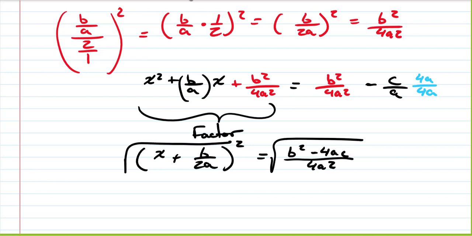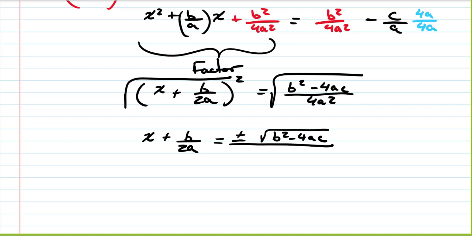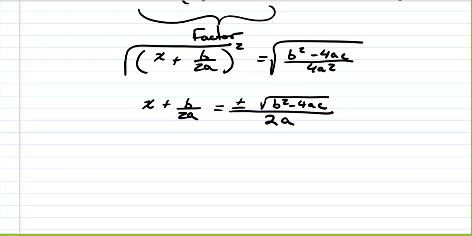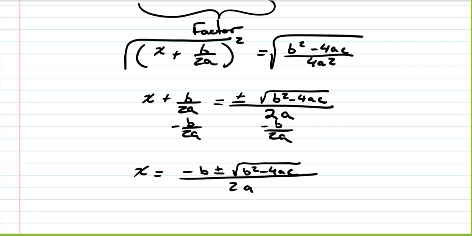So then we use our square root principle by taking the square root of both sides, and we get x plus b over 2a is equal to plus or minus, and then we have the square root of b squared minus 4ac, all divided by the square root of 4 is 2, and the square root of a squared is a. So then we subtract b over 2a from both sides, and that gives us x equals, and these already have a common denominator, negative b plus or minus the square root of b squared minus 4ac, all divided by 2a.